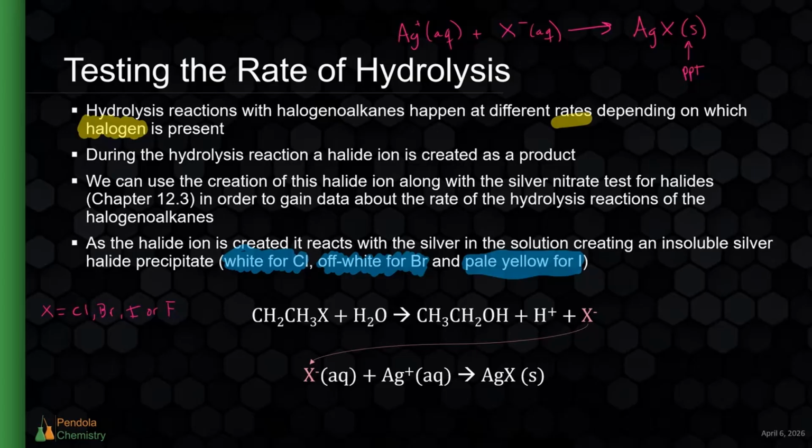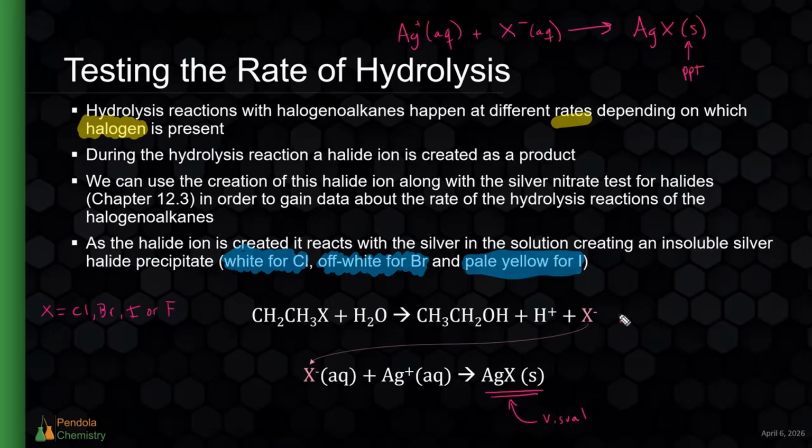Why? This gives us a visual. The precipitate is a visual that we can rely on. Usually when the halogenoalkane reacts with water and it creates the alcohol, the halide ion, in this case hydrogen ions, we don't have any visual representation of how quickly that reaction is happening. But by adding silver and creating a precipitate, the precipitate is now visible. It's an observation. We can see the precipitate being formed. So we can test how quickly this reaction happens.